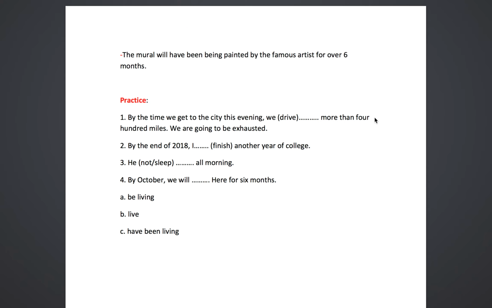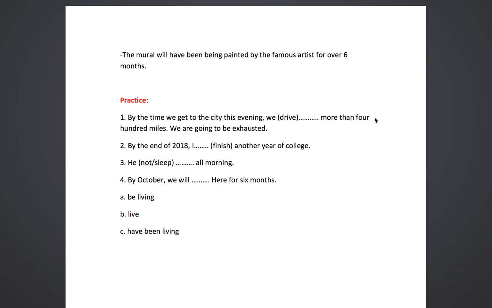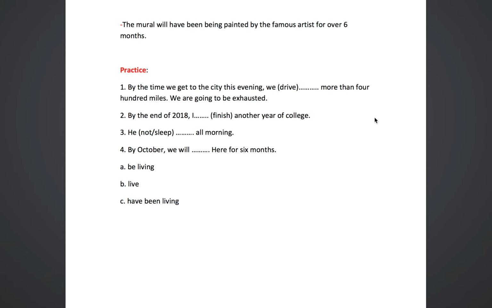I know it's confusing and it's hard to get, but by doing more practice, you can get a little bit better at it. You don't have to worry, because it's not a common tense in English and it's not very important to use. But here we have some practice to do.